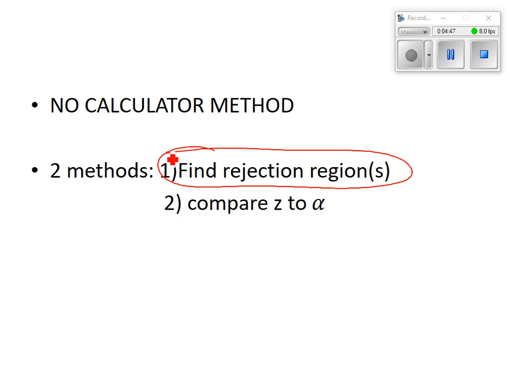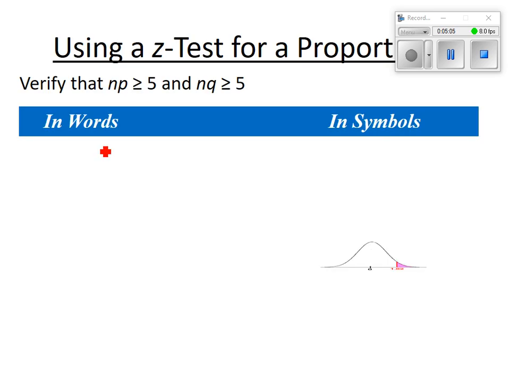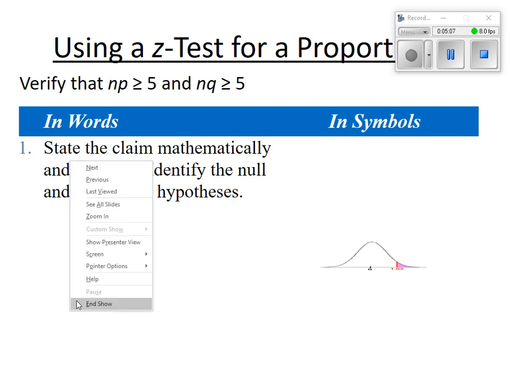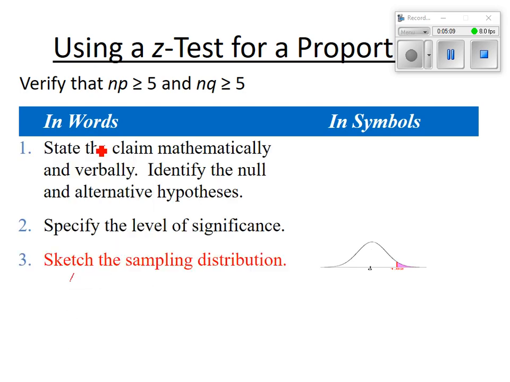Again, we're going to be using the rejection regions mostly. You could use comparing z to alpha again, but the rejection region, since we've been using that the whole chapter, that's what we're basically going to stick with. That's what I'll stick with. To do this, I'm going to put these up here.